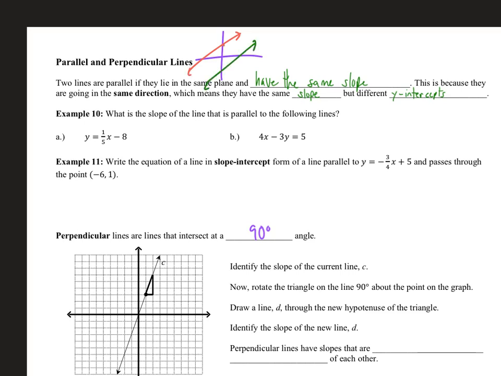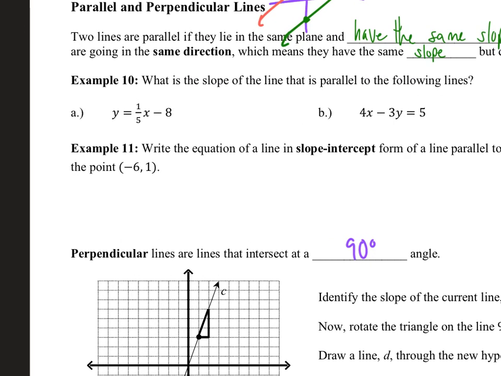So they have different y-intercepts, but the same slope. Okay. So what's the slope of the line that's parallel to the following lines? If I want to know the slope of the line, I would love to have it in slope-intercept form. So this one's really easy. The line that is parallel to this one would also have a slope of 1/5. Okay.